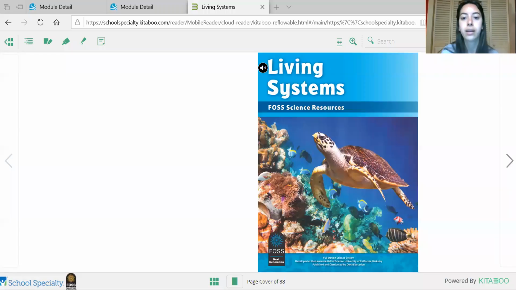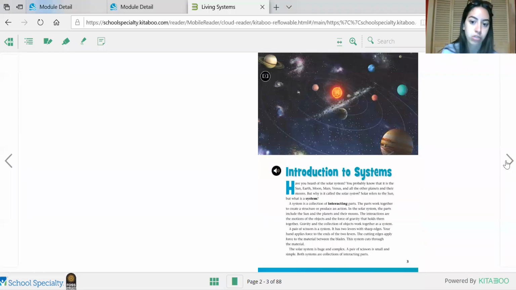So let's take a look at what our new book looks like. Here it is. It's called Living Systems. And the first section is called An Introduction to Systems. So before we can dive in and learn about living systems, it's important that we understand what the word system means. So we're going to get a quick introduction. I'm going to read this section. It's only 2 pages, and then I will explain our assignment.